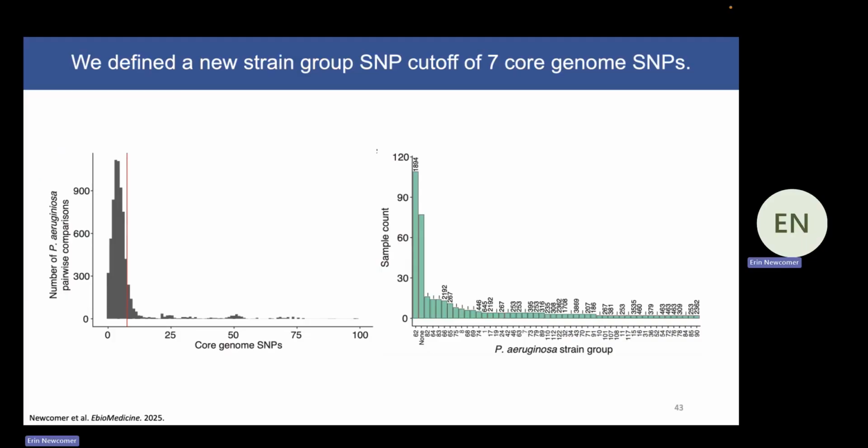However, in this study, we wanted to be a bit more conservative with our approach. So we looked at those core genome SNP comparisons and set a very conservative cutoff of 7 core genome SNPs to determine if 2 samples are in the same lineage or not. And that is well within the expected evolutionary rate of Pseudomonas aeruginosa in this context.